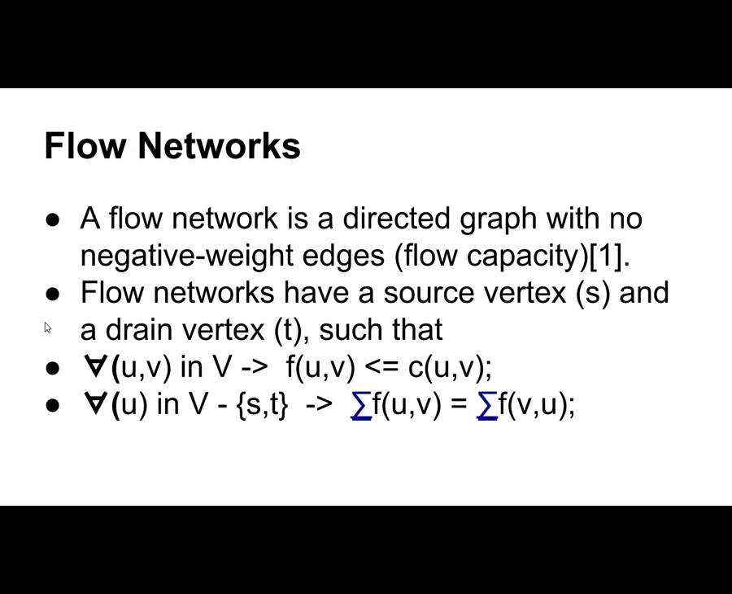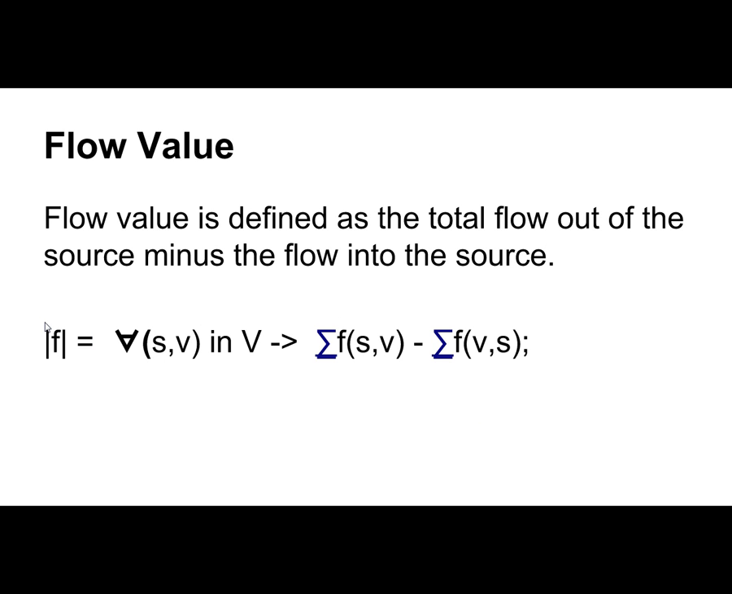The flow along any given edge never exceeds the capacity of that edge, and the flow leaving a vertex which isn't the source or the drain is always equal to the flow entering that vertex. Flow value. Flow value is defined as the total flow out of the source minus the flow into the source.